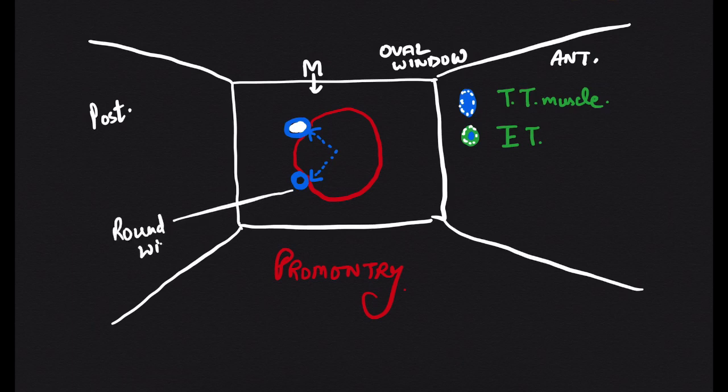So we have two fenestrations. Now we have other names also for these fenestrations. The oval window is also called the fenestra vestibuli. Fenestra vestibuli.